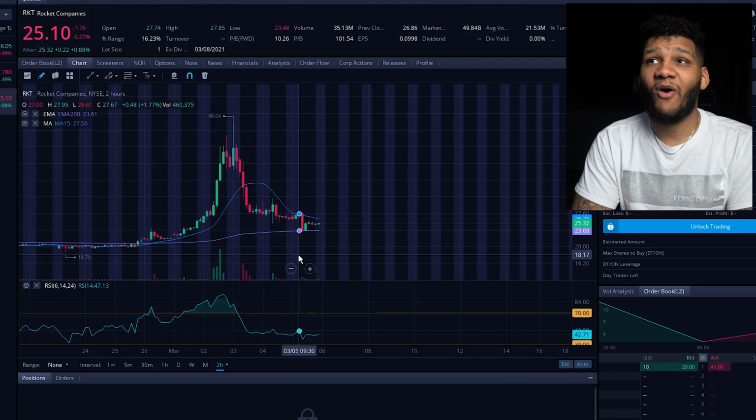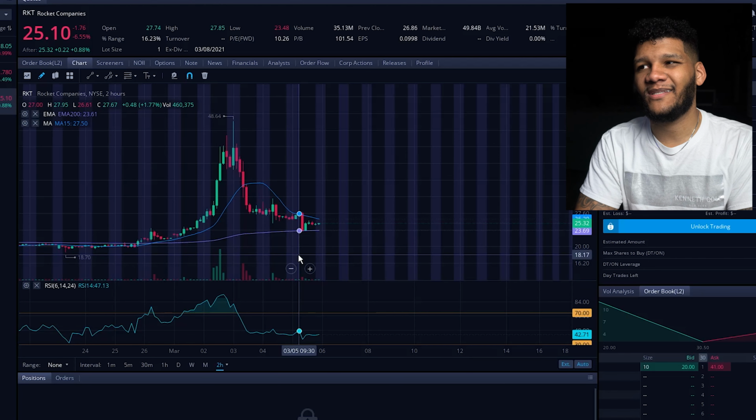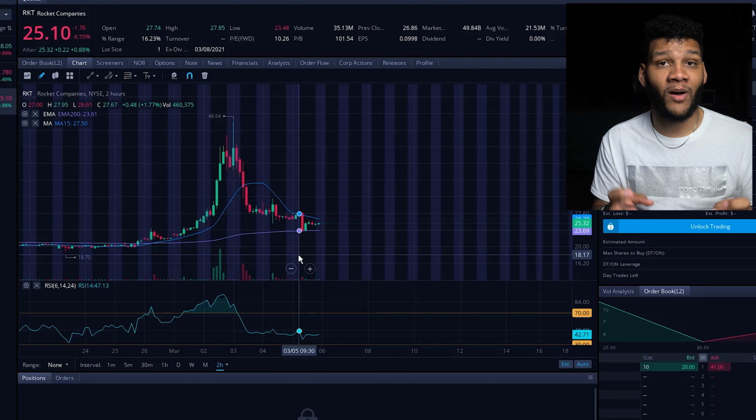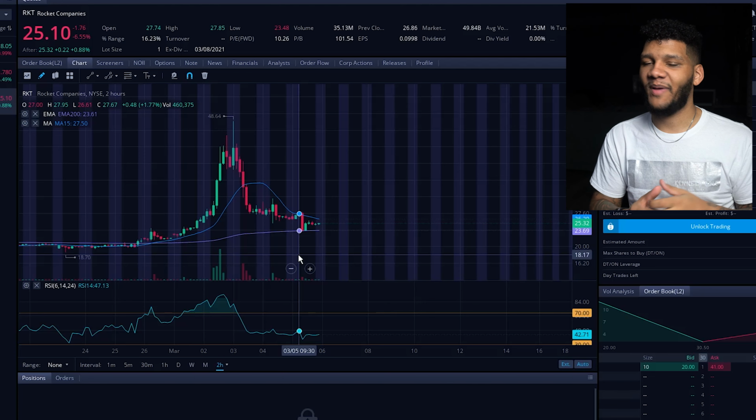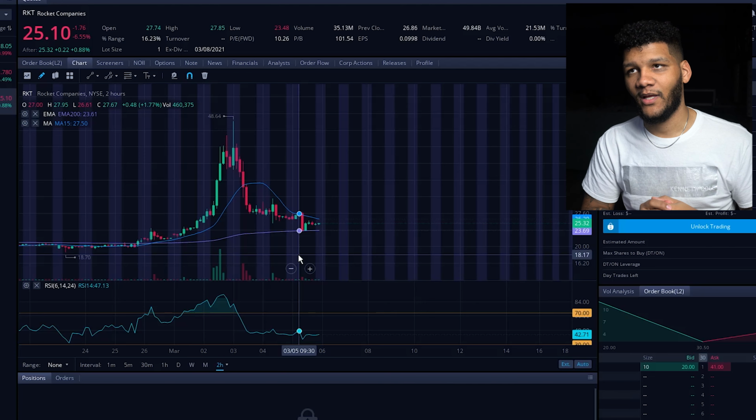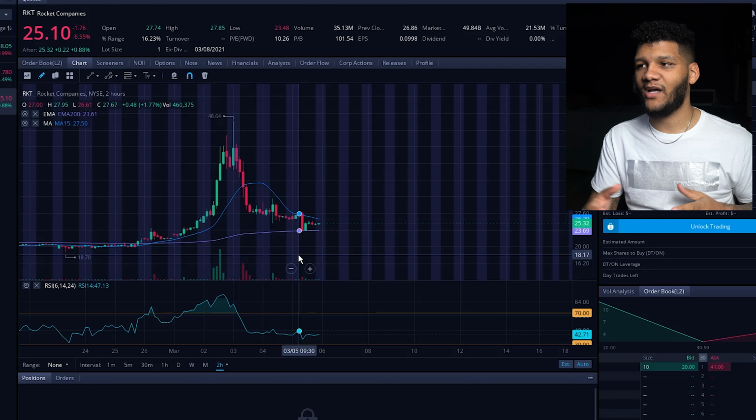So I wanted to talk about Rocket really quick. This is something that's a lot different than other things that may look like a pump and dump, because this does truly look like a pump and dump, depending on how you actually look at it. So people are saying that Rocket is done and it's not going to come back. It's not going to look great.